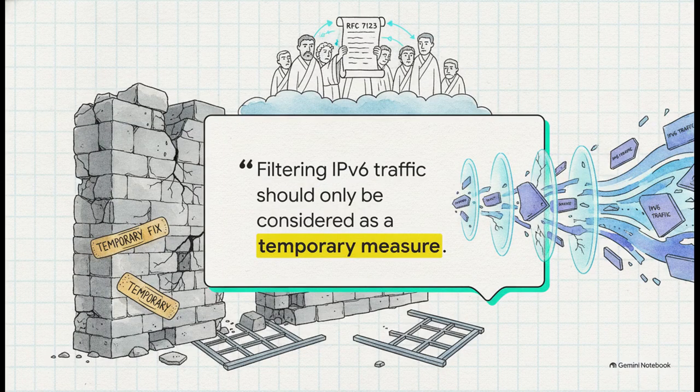And that brings us to a very important reality check. The RFC actually explicitly states, and I quote, "Filtering IPv6 traffic to mitigate IPv6 security implications on IPv4 networks should generally only be considered as a temporary measure until IPv6 is deployed." So the Internet Engineering Task Force is giving you these rules to protect your legacy infrastructure right now, but they insist these are really just temporary band-aids.